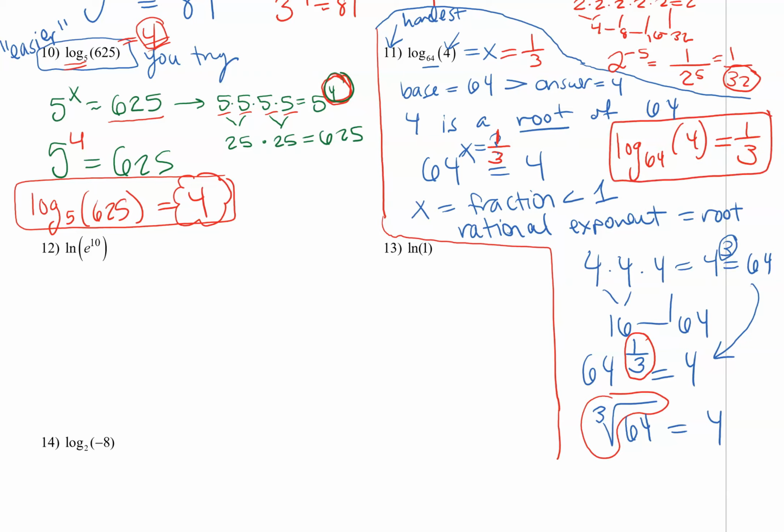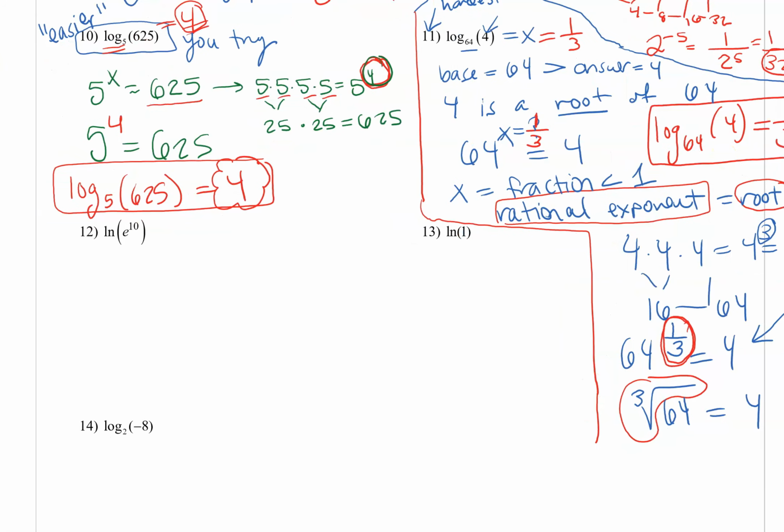So I always feel like those are a little bit trickier, trying to figure out what root of the base would equal the answer. And in this case, it was a third root, so my exponent had to be a rational exponent. It had to be the fraction 1/3 to represent a third root, and so that was the value of my logarithm. Now let's take another look at this natural log again.